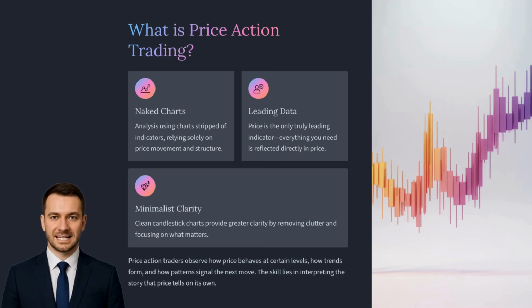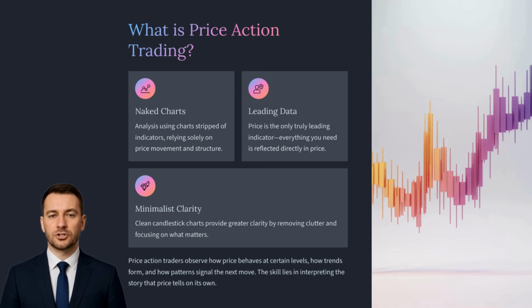Price action trading is a method of analysis that uses a naked chart, stripped of indicators, and relies solely on price movement and chart structure to make decisions. In other words, every candlestick, high, low, open, and close, is the data we analyze. Price action traders believe that price is the only truly leading indicator because everything you need to know is reflected directly in the price itself.